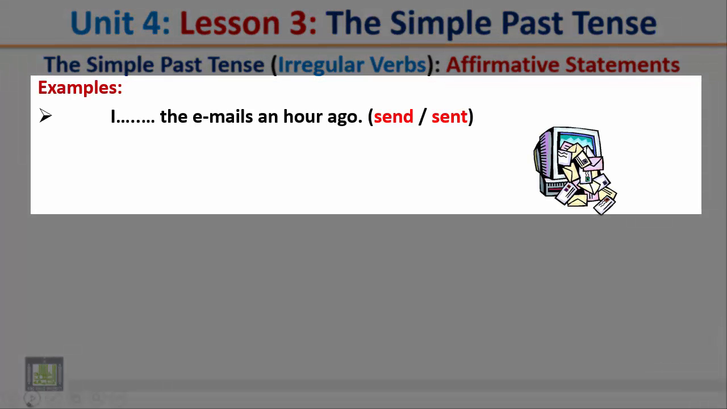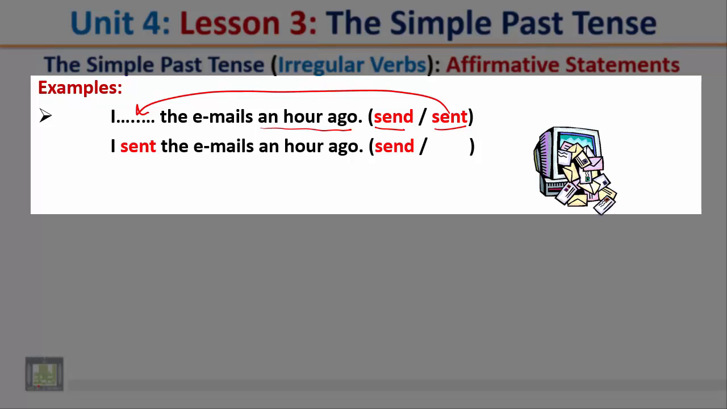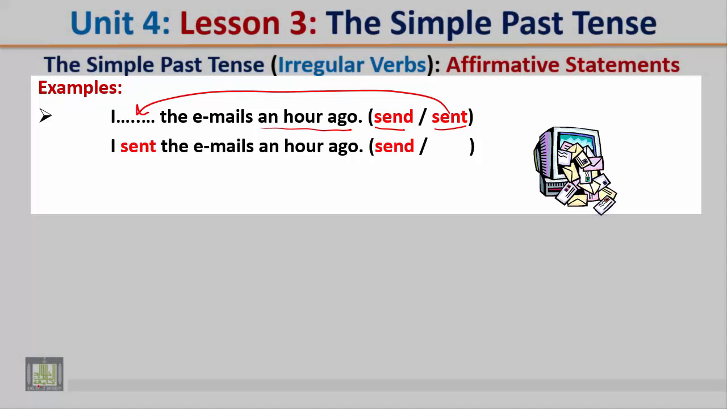Examples. I, the emails an hour ago. Now, which form is correct? Send or sent? The correct form is sent. Why? Because an hour ago refers to the past. I sent the emails an hour ago.